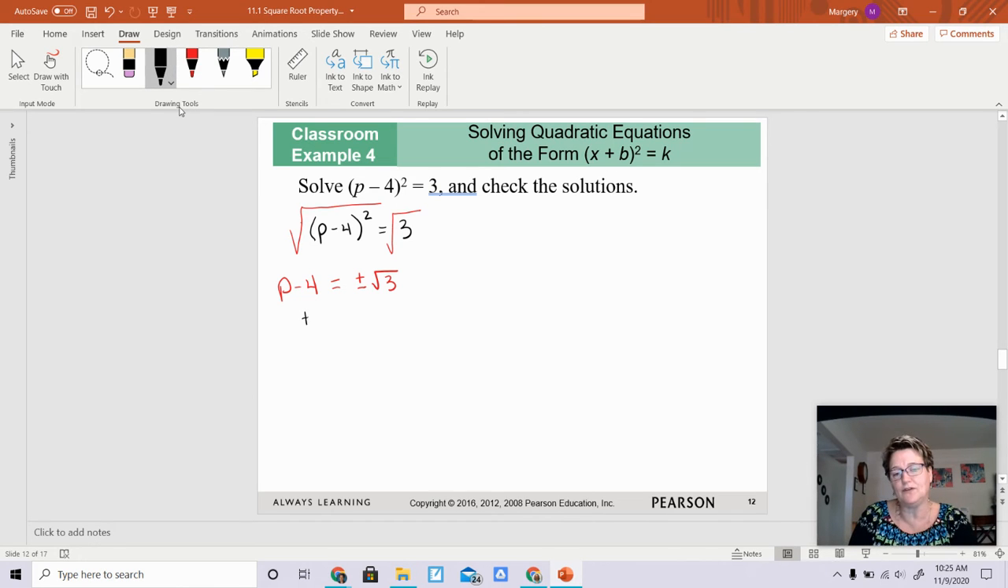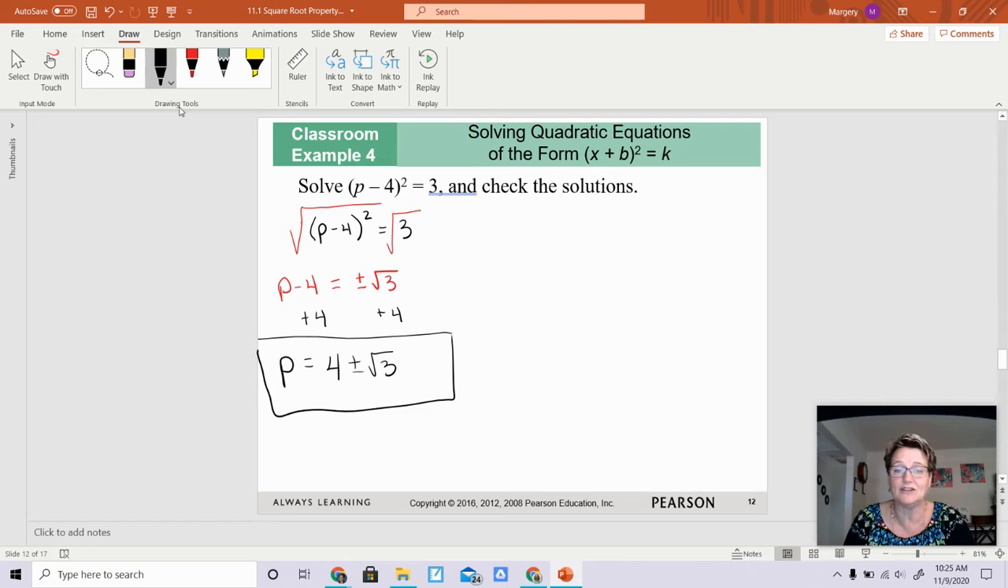In the end, we're solving for p, so you need to get p by itself. I'm going to add 4 to both sides. So I'm left with p equals. Now, this 4 and this plus or minus square root of 3 are different terms. You cannot combine them. So I'm going to write it out as 4 plus or minus the square root of 3. And you're finished. That's your answer. Now, on the actual homework, your homework might look like this.